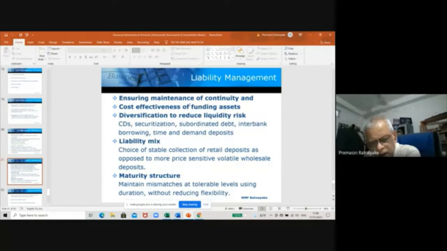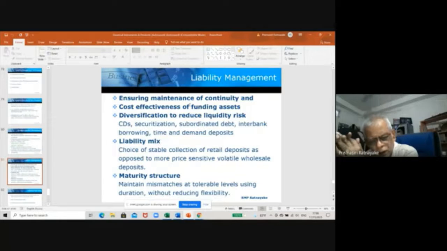Diversification to reduce liquidity risks: certificates of deposit, securitization, subordinated debt, interbank borrowing, time and demand deposits. When you diversify your liabilities in all these angles, certificate deposits, securitization, subordinated debt, interbank borrowing, time and demand deposits, etc., it will reduce liquidity risk.